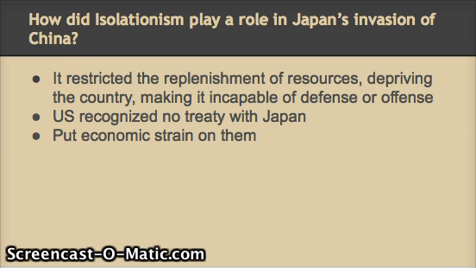Okay, how did isolationism play a role in Japan's invasion of China? It played a huge role because we were not talking to China at that point. So when we did that, we could not give them resources and help them defend themselves against Japan. So our isolationism actually made some countries lose out. And the same thing happened with the Spanish Civil War. When we did not recognize them, they fell.